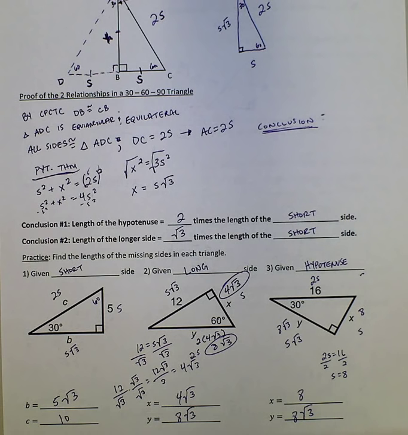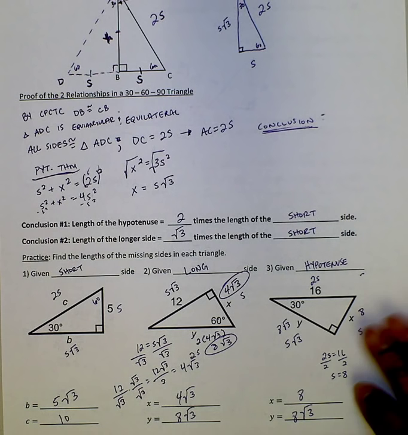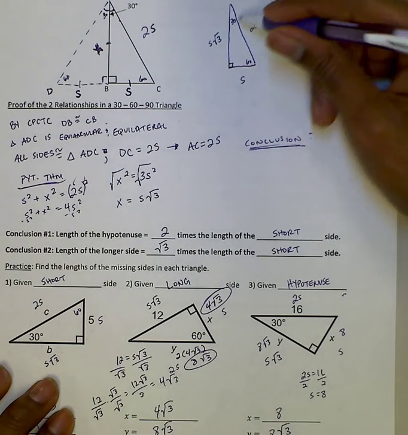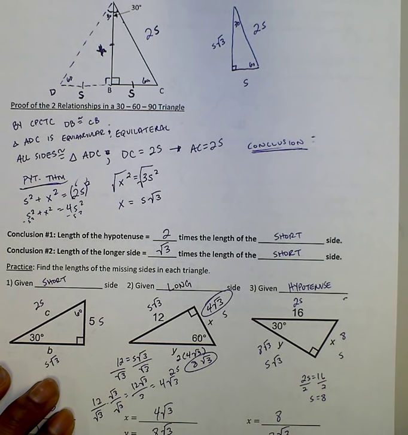So, 30, 60, 90 triangles, 45, 45, 90 triangles. Make sure you spend some time looking at these triangles and committing them to memory so they're easier and quicker for you to use. See ya.